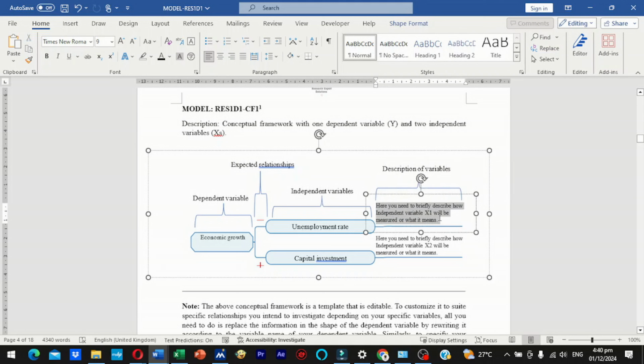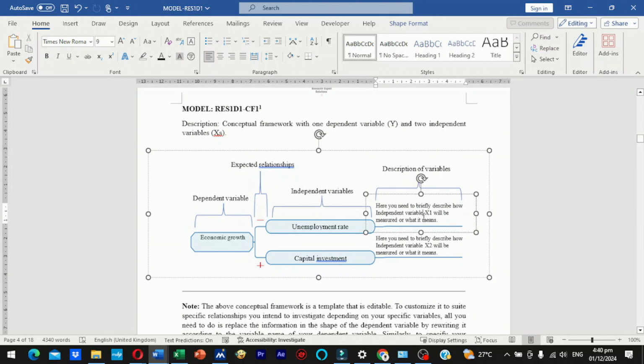But in a conceptual framework, we're trying to create a visualization of what we're trying to investigate. So it has to be simple. In this regard, you can put out your definition for unemployment rate right there, and you can also put out your definition for capital investment right there. These definitions give us a description of how you are going to measure capital investment, right? So basically, this is a very simple research conceptual framework template that one can use to demonstrate the relationships that they are focusing on.